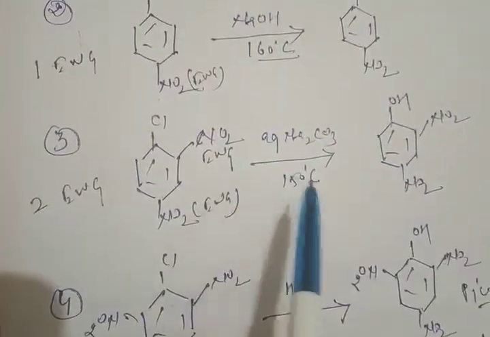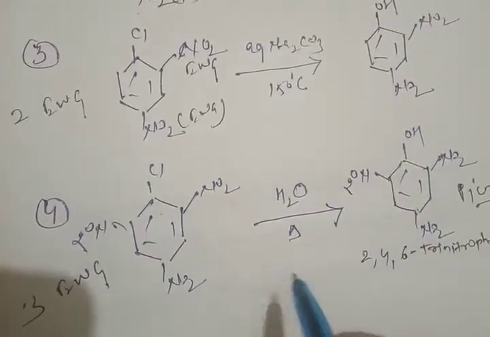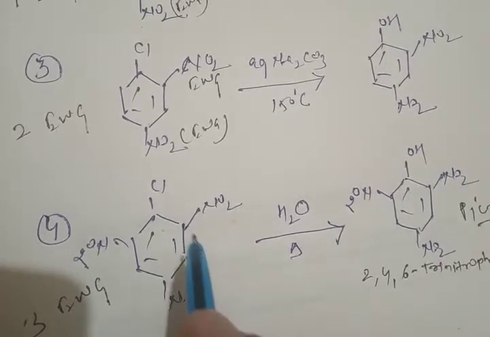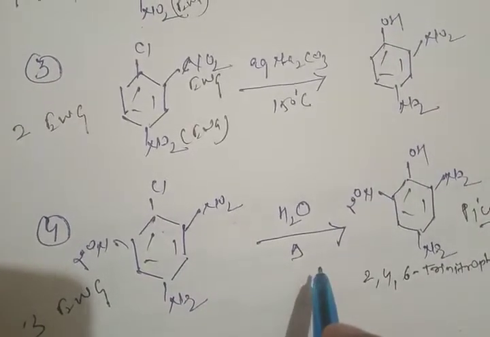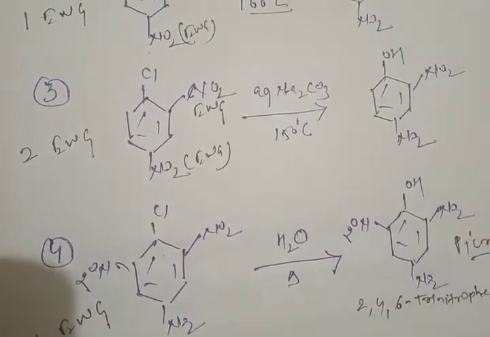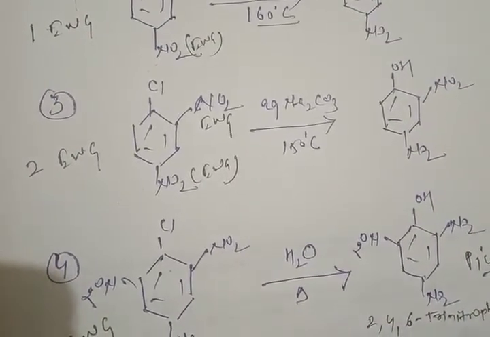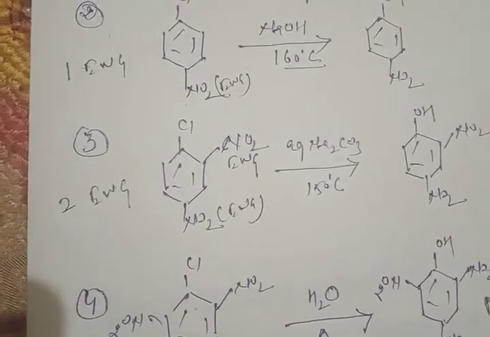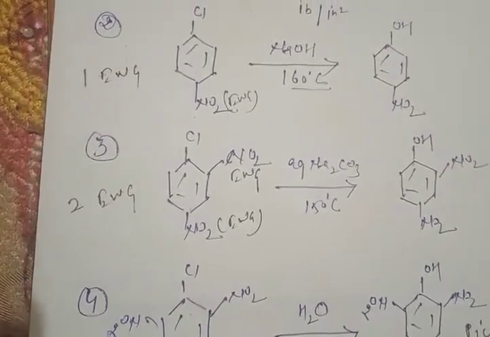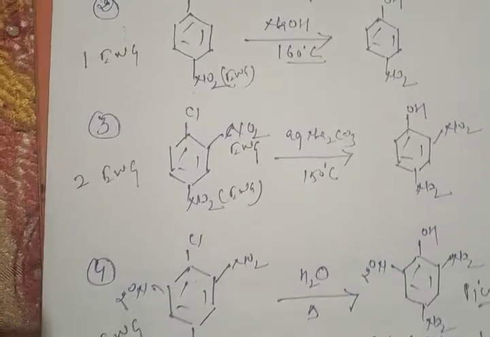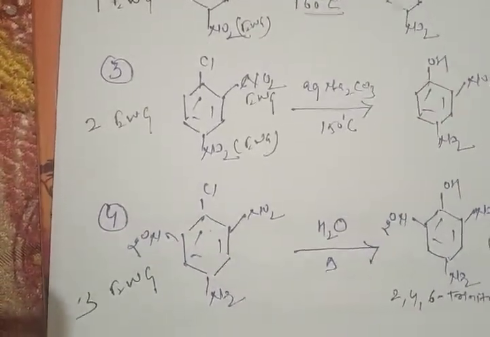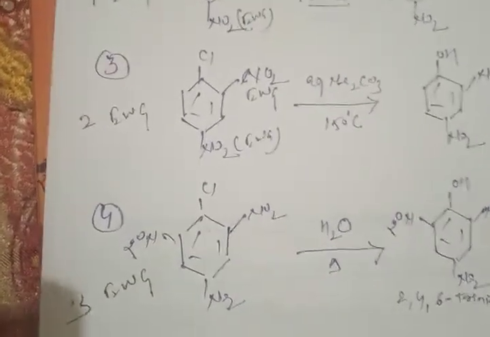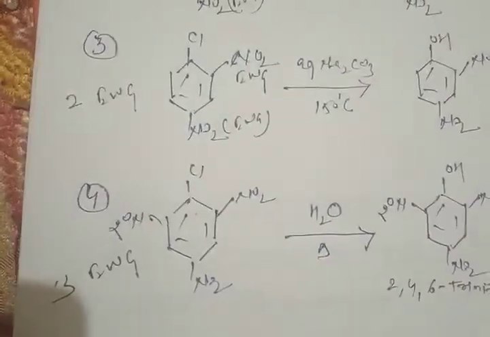Similarly, next only 150 degrees Celsius, and at the end, when we have three electron withdrawing groups at ortho and para positions, only normal heating can do the same thing. So this is the importance of the electron withdrawing group, and that is why I'm saying that the role of the electron withdrawing group is very important. This is one thing.